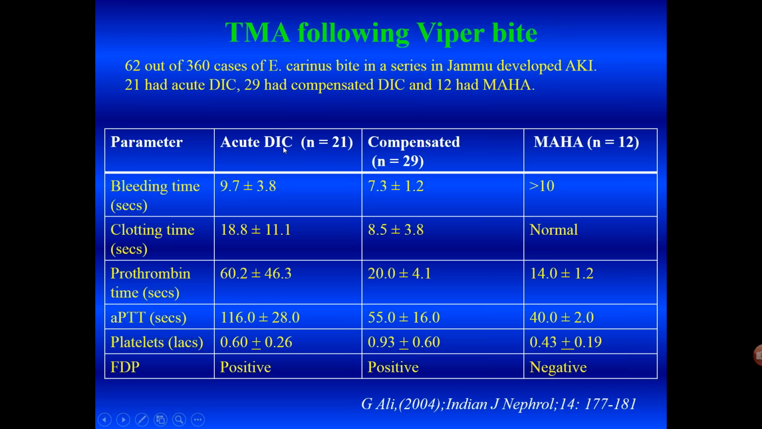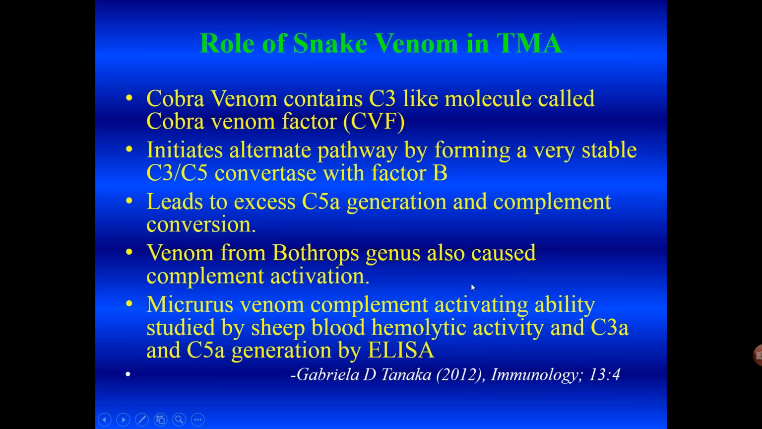This is a study from Srinagar which looked at 360 patients of saw-scaled viper bite, of which 1/6 developed AKI, and 1/5 of those had microangiopathic hemolytic anemia. The platelets were low in these 12. They were lower than in the patients who had DIC, and the FDPs were negative. The clotting time was normal as opposed to those who had DIC, but the bleeding time was abnormal.